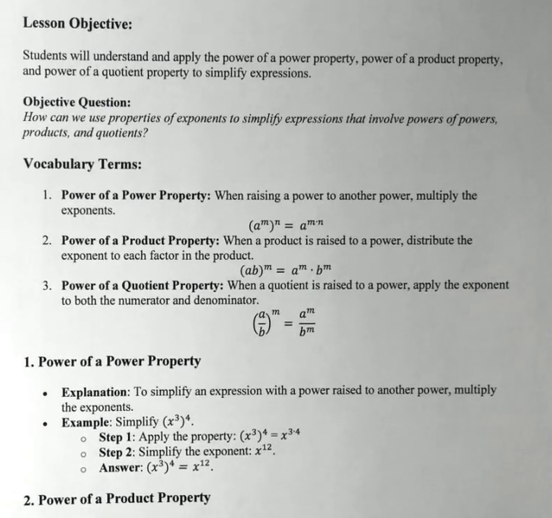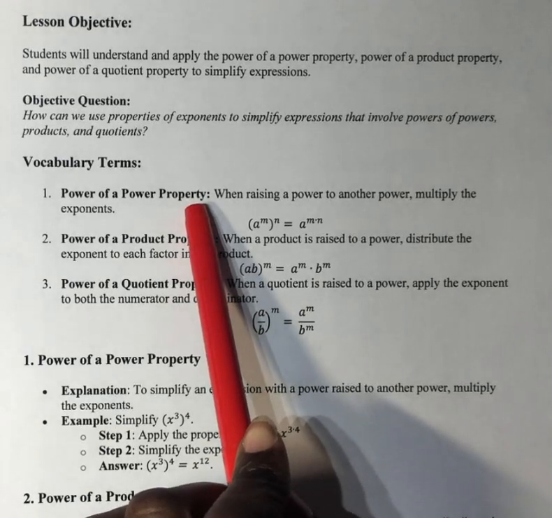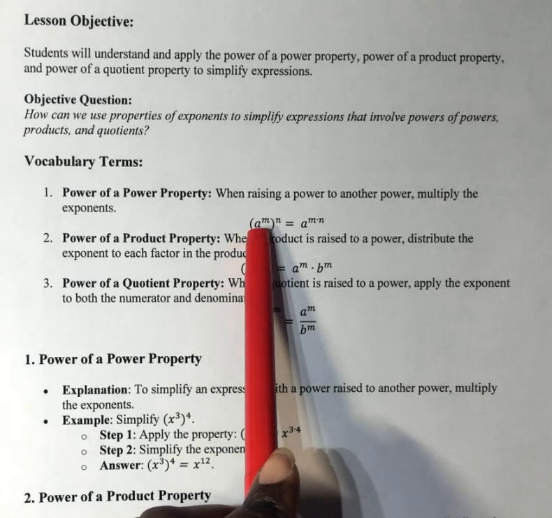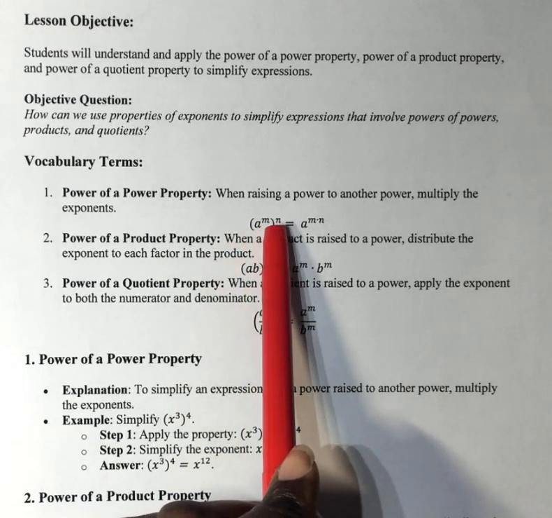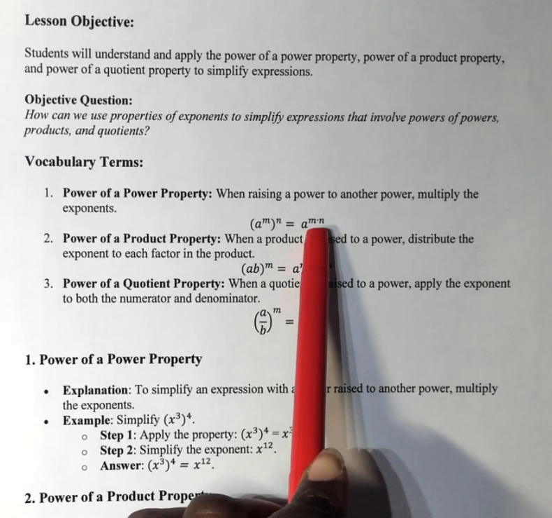So our vocabulary terms for this lesson is going to be power of a power property. And what that means is that when we raise a power to another power, so what we have here, a to the power of m being raised to the power of n, you are simply going to multiply those powers.